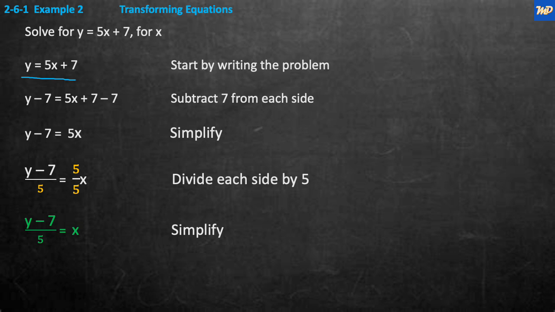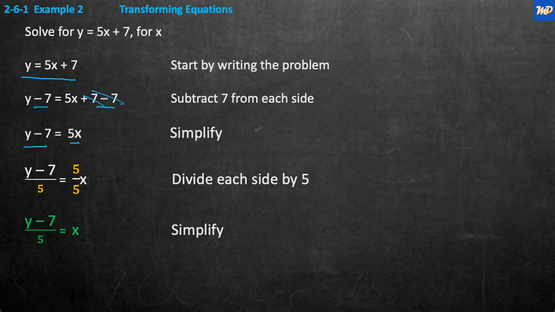In order to do that, we're going to subtract 7 from both sides using, what is that? The subtraction property of equality. And when we do that, we're going to get y minus 7 on the left and 5x by itself on the right, because these two 7s are going to cancel. So now we have to get the x by itself, which means to divide by 5, because we have to remove the coefficient. We're going to either multiply by the multiplicative inverse, or we could say divide by 5. In this case, we're just going to divide by 5.